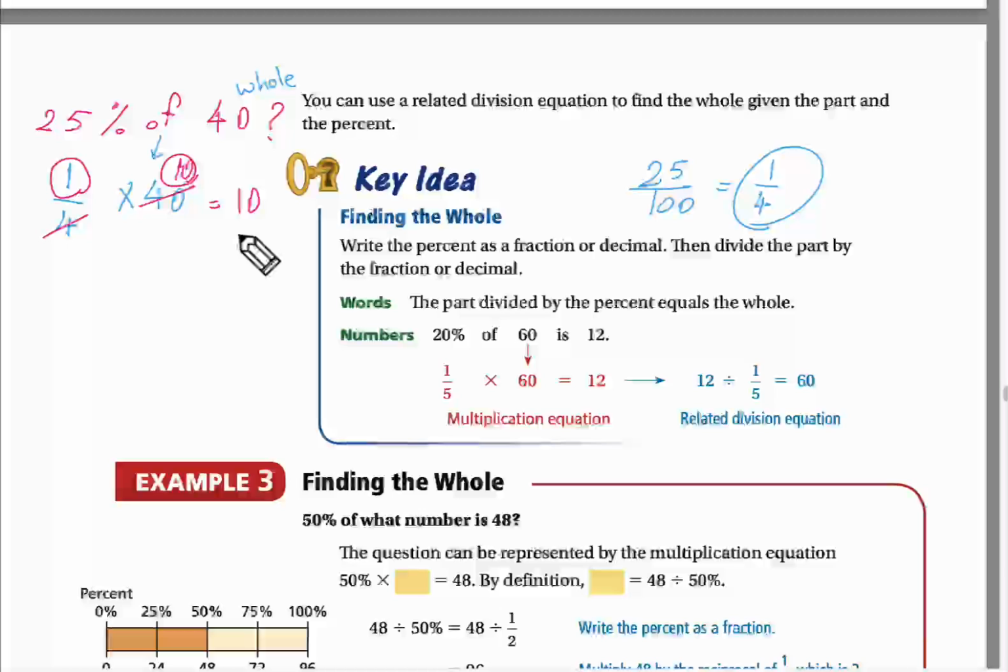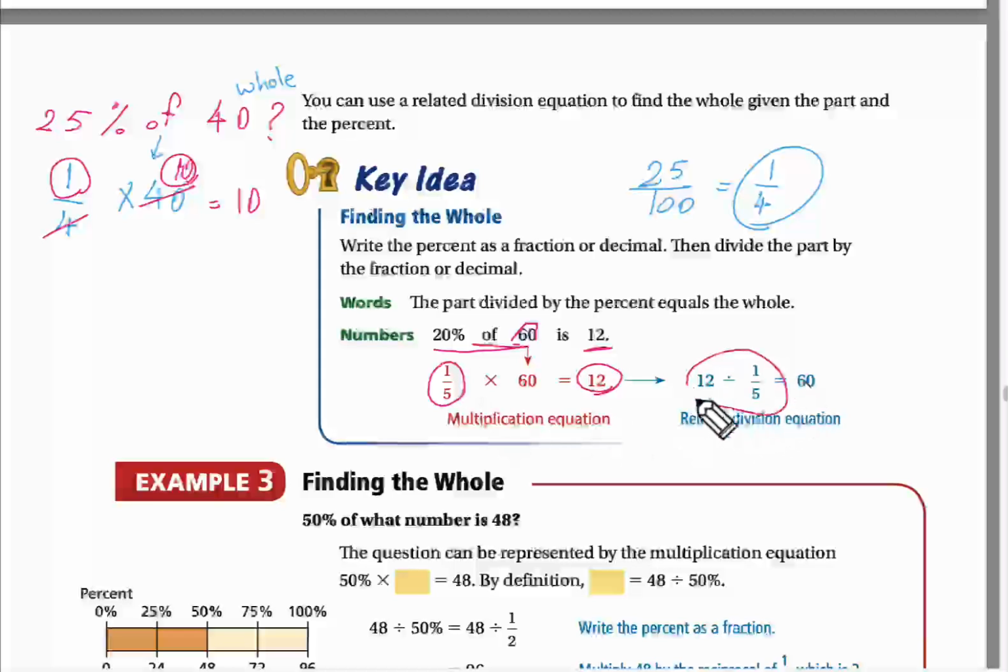And we did it also using tables. And today we'll do the opposite. We'll find the whole given the part. Let's see what we have here in this example. We need to find 20% of what number is 12? We don't have the 60 yet. If we have the 60, we will multiply 1/5, which is 20%, by 60. But if we don't have the 60, we will divide 12 by the fraction.